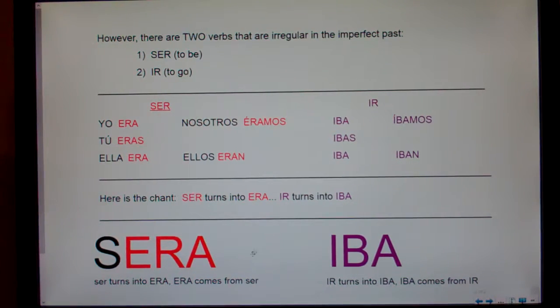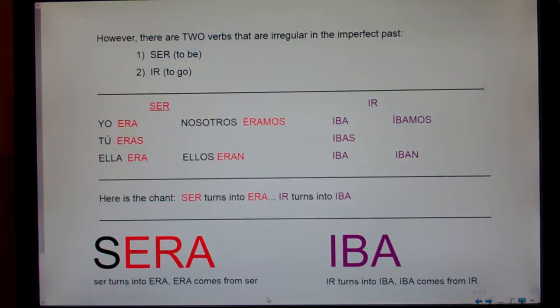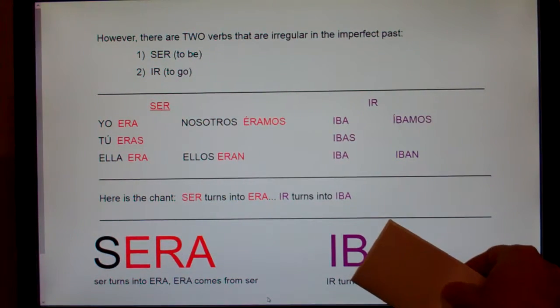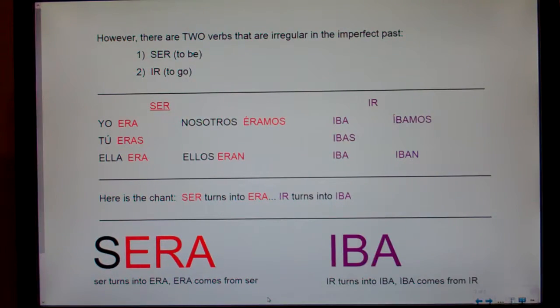Okay, so let me say those chants one last time. Ser turns into era. Era comes from ser. Ir. See how that kind of looks like the verb ir, to go? Ir turns into iba. Iba comes from ir. You now know all about going from the present tense to the imperfect past in Spanish. Yay!